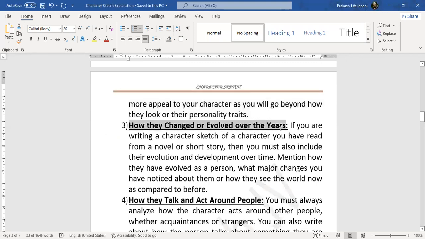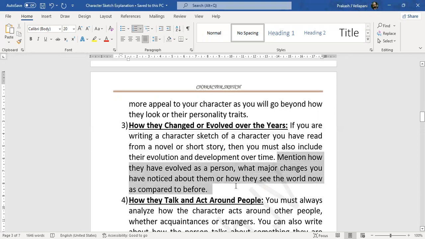Third, how they changed or evolved over the years. If you're writing a character sketch of a character you have read from a novel or a short story, then you must also include their evolution or development over time. That is to say, the character that you're writing about, whether it is from a short story, a novel, or a play, you need to mention how the character has grown, how the character has evolved, how the character has changed as time has passed.